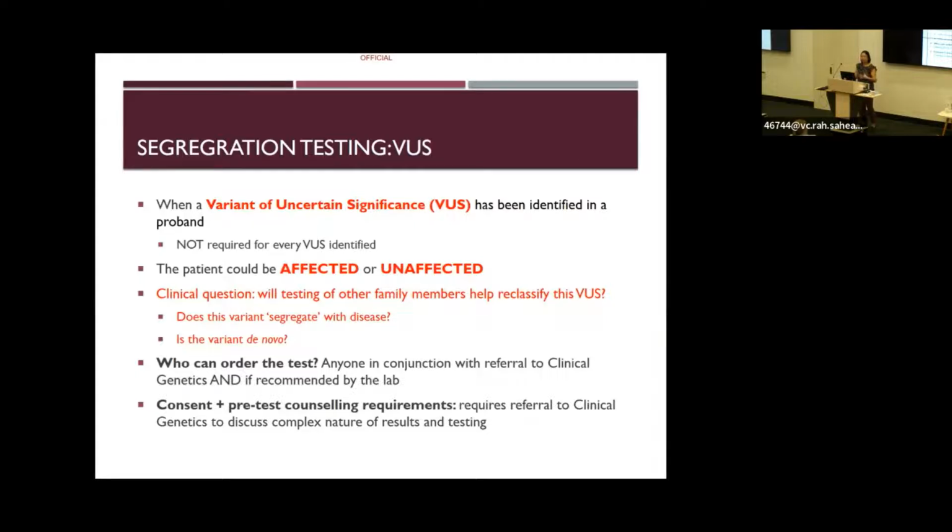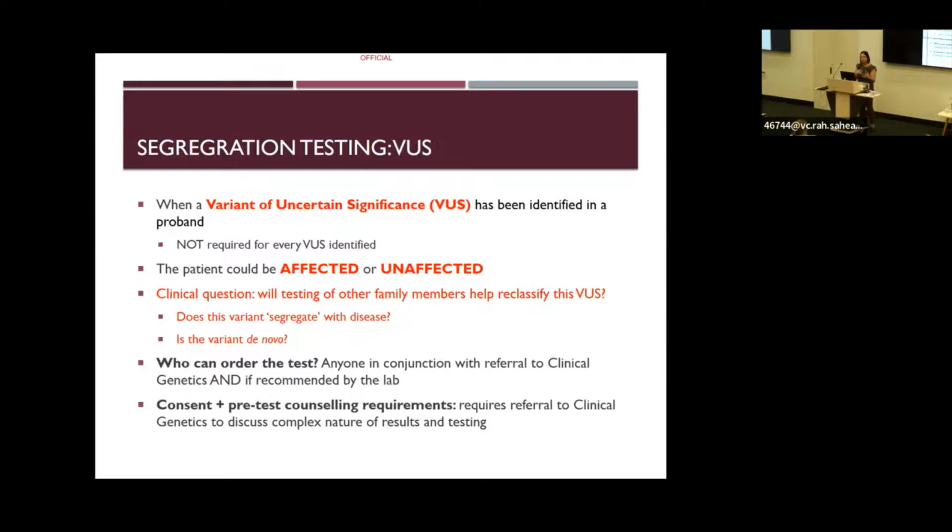So an example is we've got this VUS in one affected family member. Say we go on and test 5 other affected family members. They've all got the same variant. We're thinking, oh, that's looking pretty suspicious. But if only one family member's got it, no one else has got it, we're a bit like, that's probably not the variant that's causing the phenotype in this family.